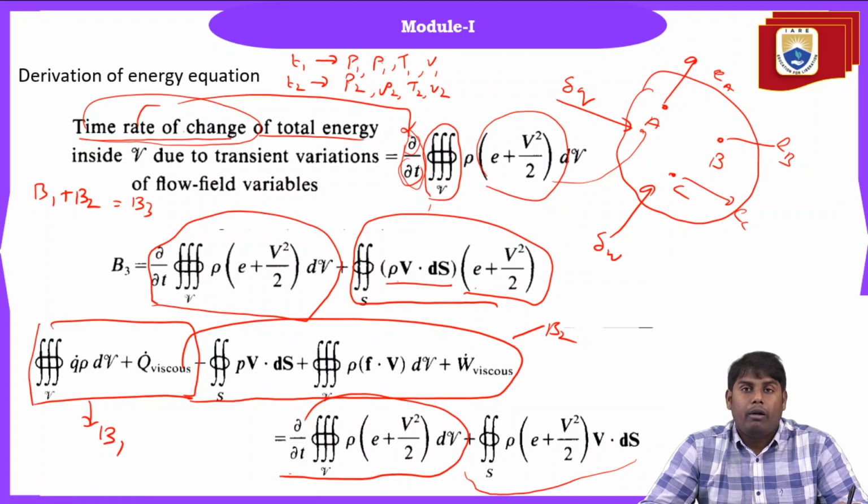Therefore, B1 plus B2 is equal to B3. So this is the total energy equation derivation which is coming from the first law of thermodynamics.